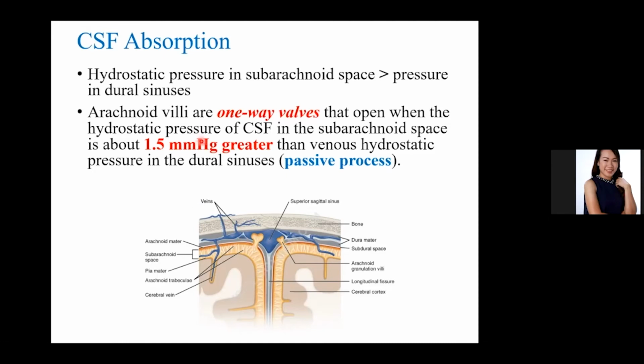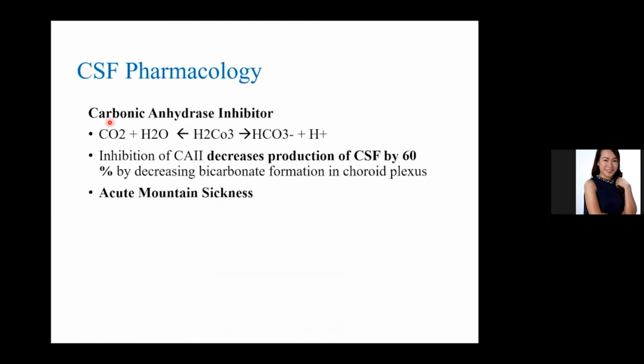Now, as I've mentioned earlier, we're going to talk about a little bit of its pharmacology. So we have what we call the drug carbonic anhydrase inhibitor. For our pharmacology students, or for those who had pre-med in pharmacology, you know that carbonic anhydrase inhibitor is actually a diuretic. So what's the function of your carbonic anhydrase inhibitor? They reduce the activity of carbonic anhydrase.